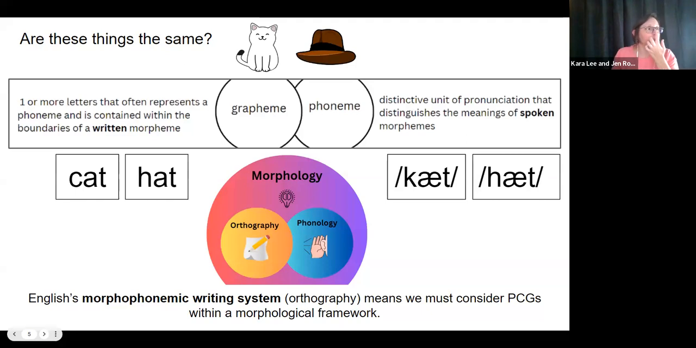Then a grapheme is one or more letters that often represents a phoneme and is contained within the boundaries of a written morpheme. So graphemes also are confined to morphemic boundaries, this time written morphemes, okay? As you can see, cat and hat, the way that they are spelled, they are different by one grapheme. If I was to also put on here the word chat, C-H-A-T, that would also be different by just one grapheme, right?